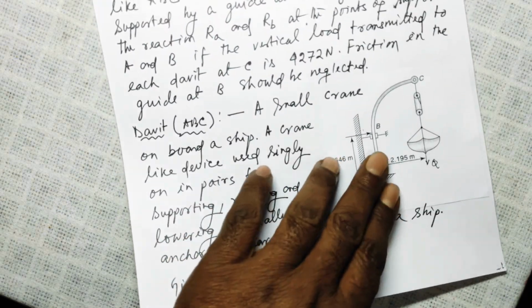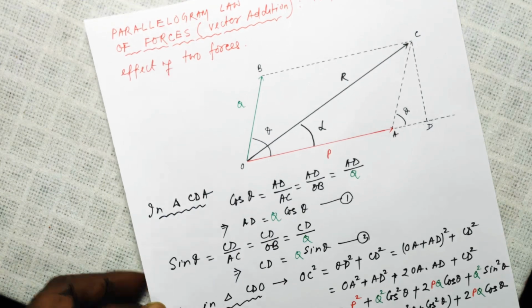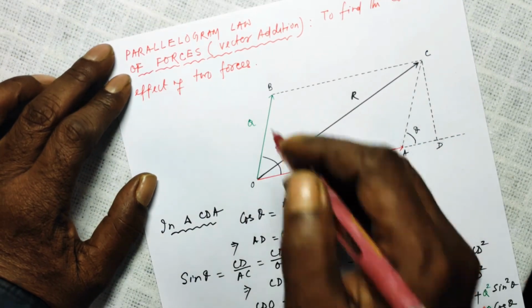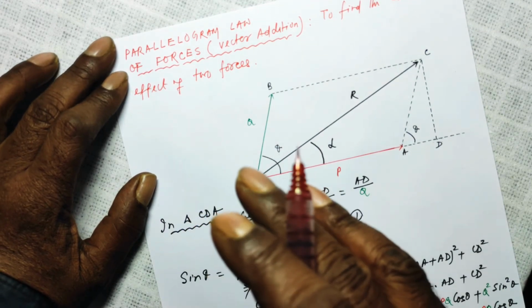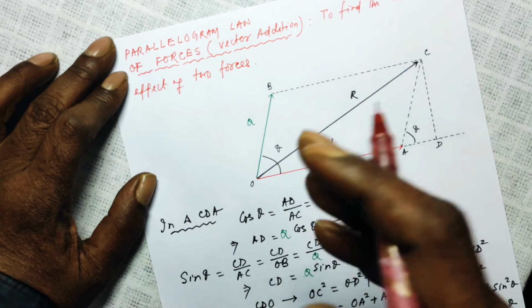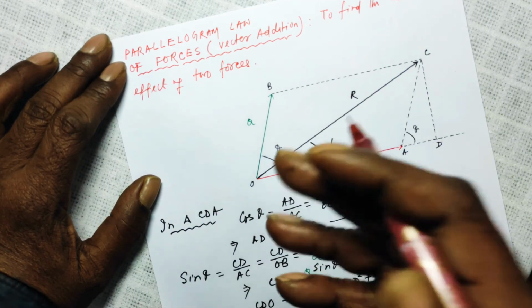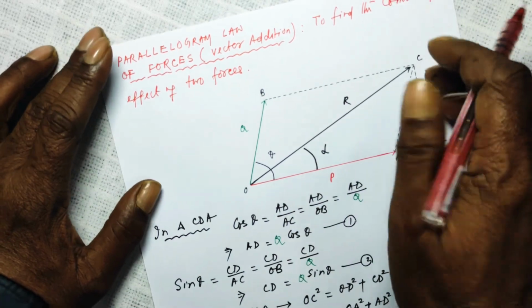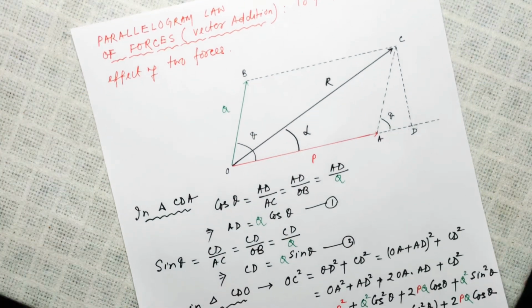and then come back to discuss this problem. Now let us quickly finish the parallelogram law of forces, that is vector addition, not arithmetic addition. It is not like adding 5 plus 2 is 7 or 6 plus 5 is 11. It is a geometric addition. What is the meaning? Actually, it is to find the combined effect of two forces.